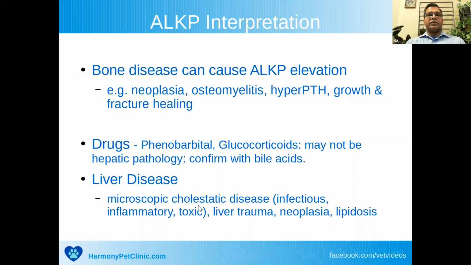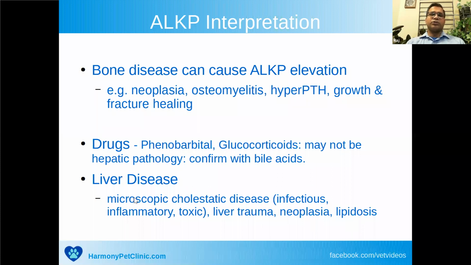Then many other liver diseases, particularly cholestasis diseases that cause stasis of the bile, either microscopic or gross, can also lead to increased alkaline phosphatase. Liver trauma and neoplasia, just like ALT, can also increase alkaline phosphatase. Lipidosis in cats is very, very important. It's mostly high with the lipidosis, the alkaline phosphatase in cats with hepatic lipidosis.